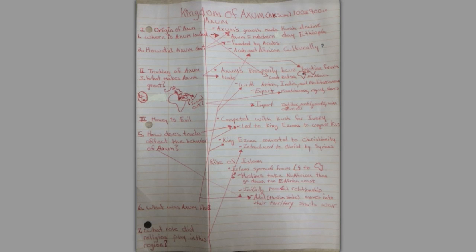Underneath trading of Axum, which is our Roman numeral number 2, I have question number 3, what makes Axum great? And then I have an arrow that takes us to location and another arrow that points at the word trade. And the reason for that is because their trade is so awesome because of their location. They can trade with a bunch of different people and receive goods that come from faraway lands.